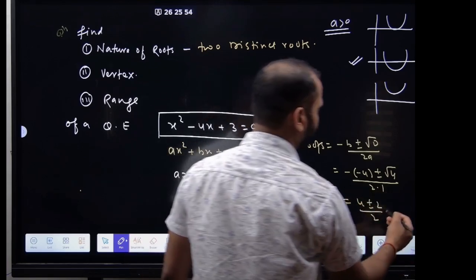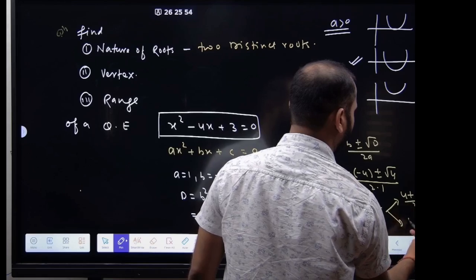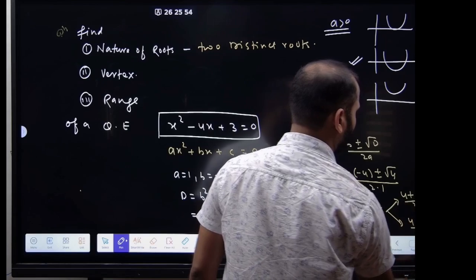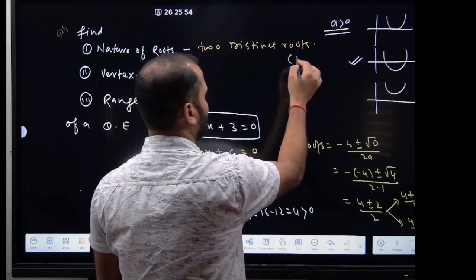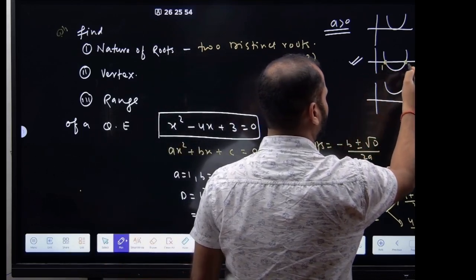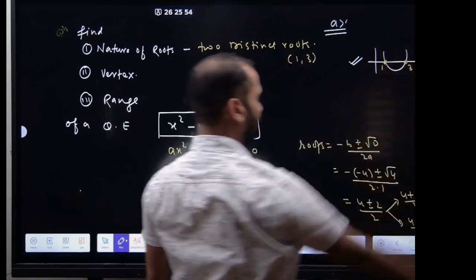So, how many values will be there? Here 2 values will be there: 4 plus 2 divided by 2, 4 minus 2 divided by 2. Okay, this is 6, 3, this is 1. So, two roots are there. Which are the roots? 1 and 3. So, this particular value is 1, this particular value is 3. Definitely this is not the answer, this is not the answer.